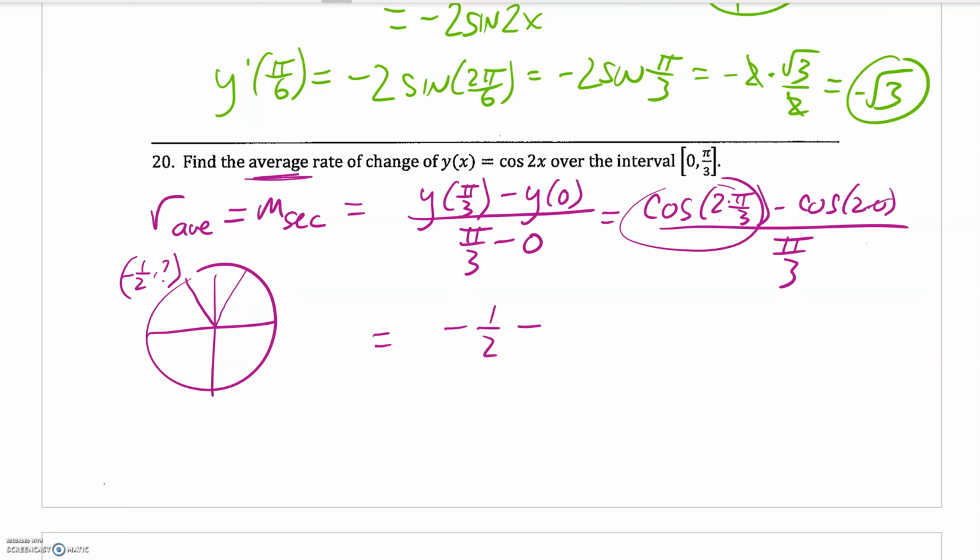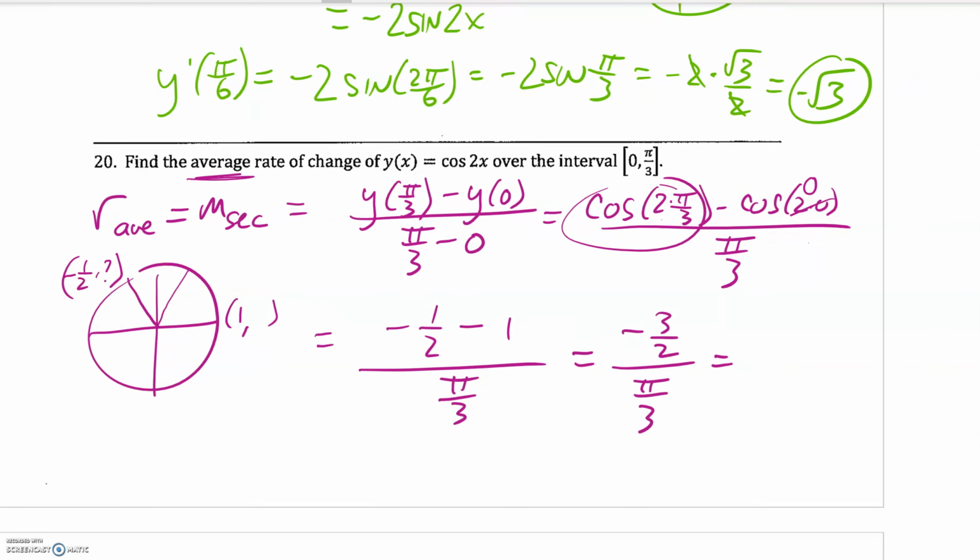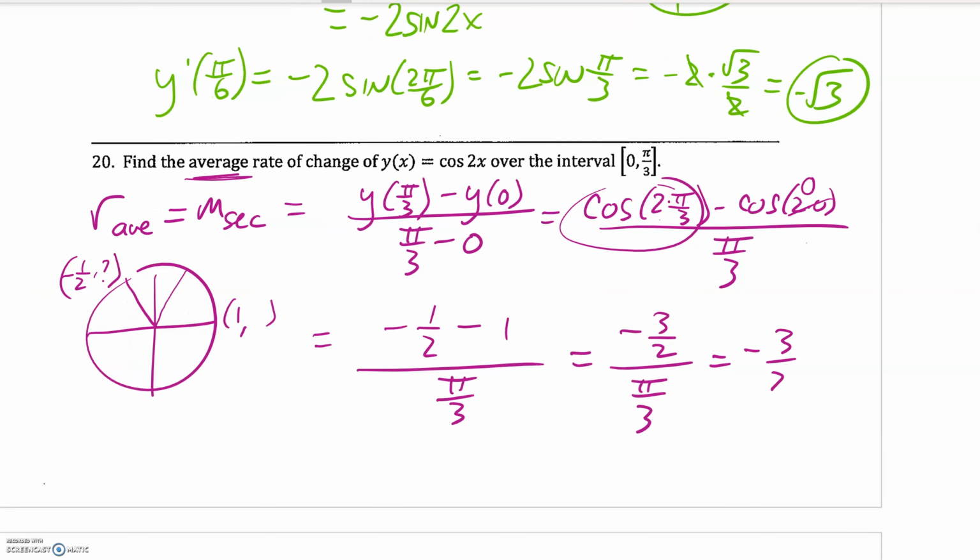Then we have cosine of 0. And we know what the cosine of 0 is. That's a 1. And then we got the pi over 3 on the bottom. So cleaning that up, we get negative 3/2 over pi over 3. And of course, we know our old tricks where when you're dividing by a fraction, you go multiply by its reciprocal instead. And we'll get negative 9 over 2 pi.